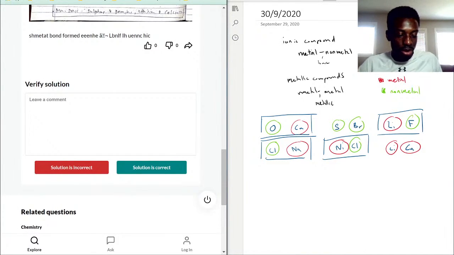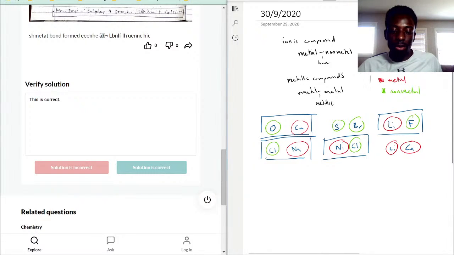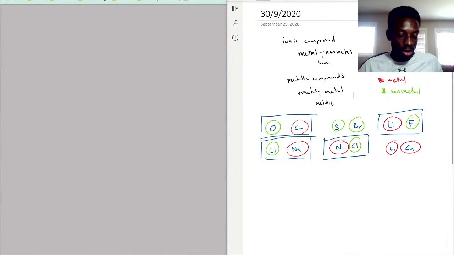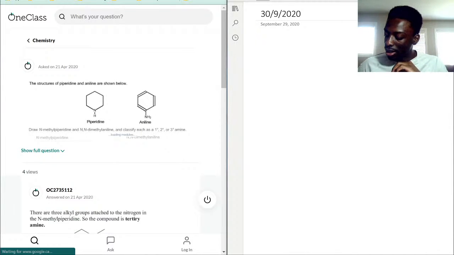So with that, hopefully we've had a good review on what are ionic and molecular compounds. So now for the next piece. With that being said, let's go on to the next section here, just to double check.